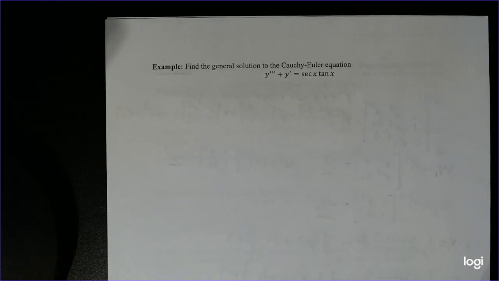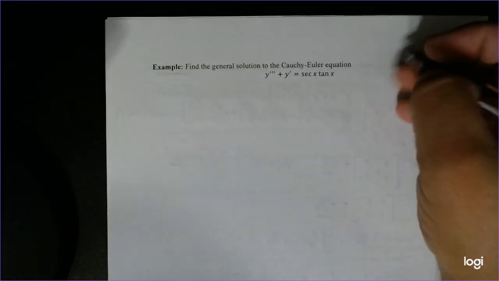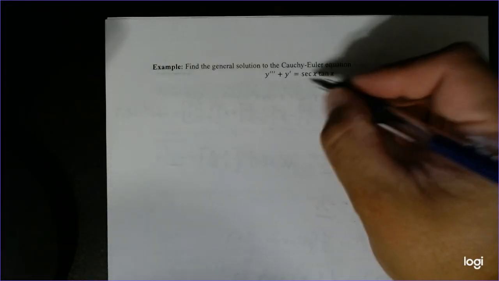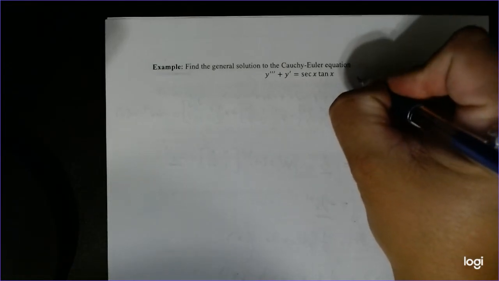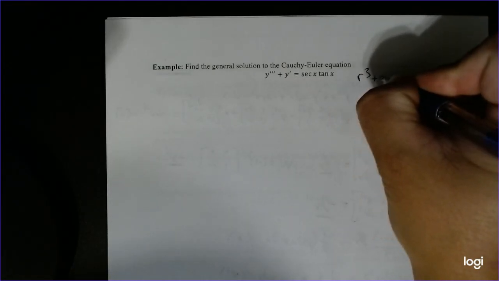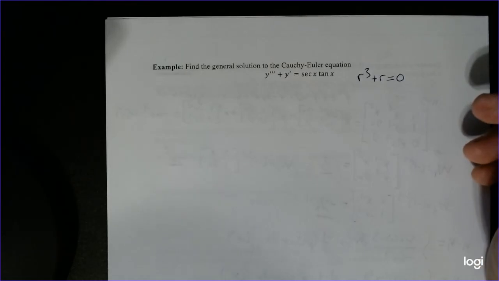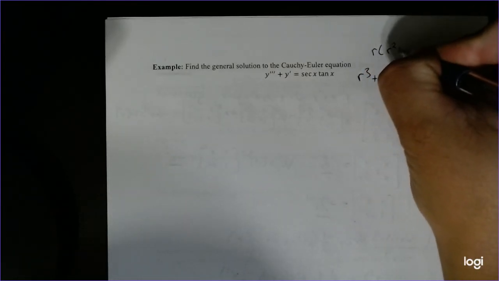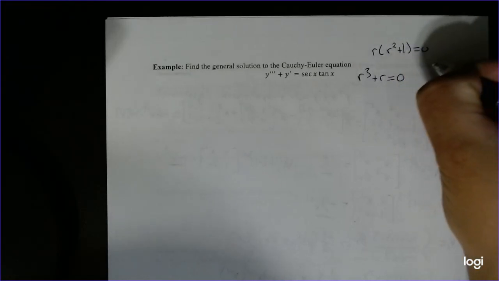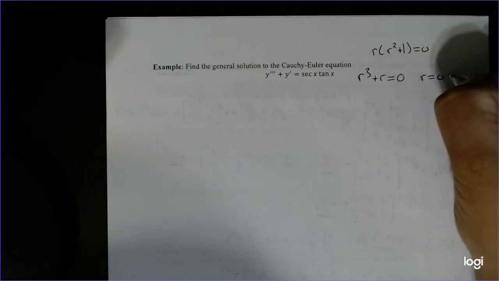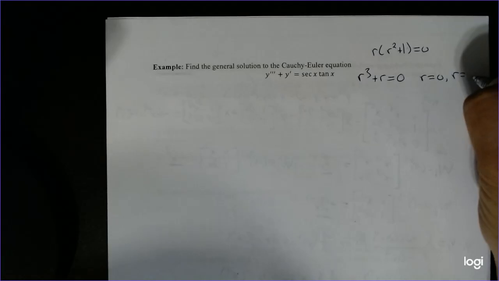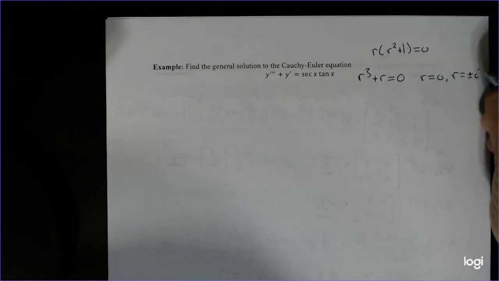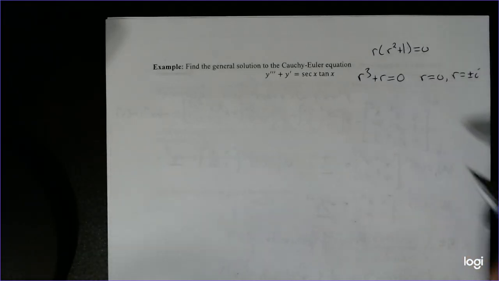So find the general solution to the Cauchy-Euler equation. This time we're not given a fundamental set, so we actually have to find one. To find our fundamental set, we just solve for the homogeneous part. So this is going to be r to the third plus r equals 0 for our characteristic equation. So we're going to get r equals 0, and r is equal to plus or minus i, because it's going to be imaginary numbers, right? You just subtract the 1 over.